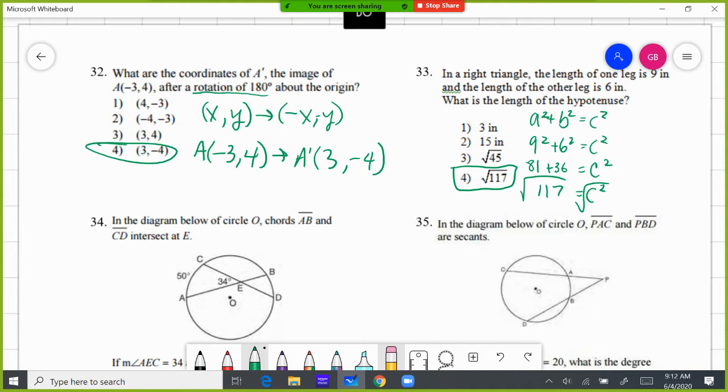Oh, you simplify 117? So yeah, it's multiple choice. So you could have the simplified version or not. Or if it was check all that apply, then it could have both.